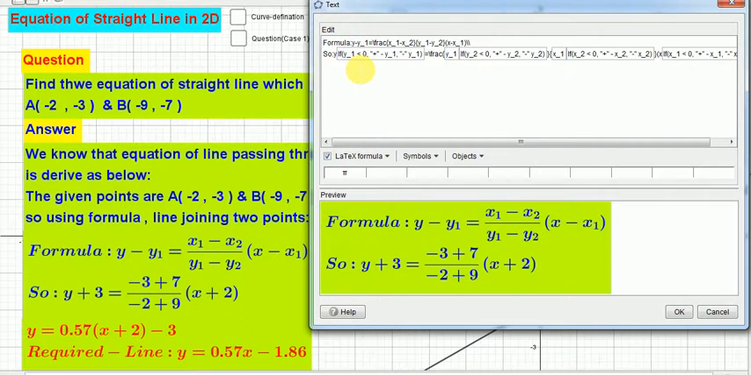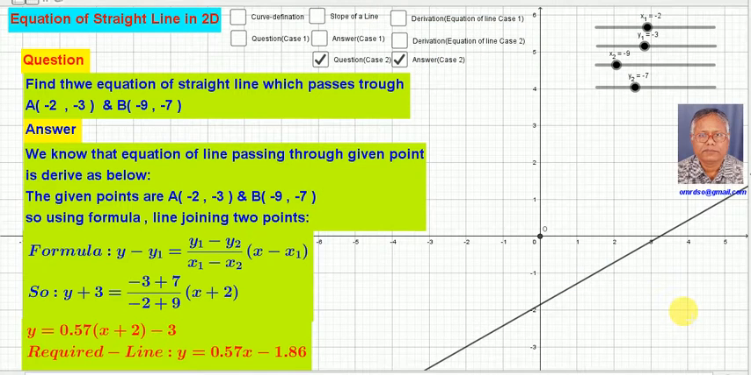So in the formula, y minus y1 must in fact be y1 minus y2 upon x1 minus x2. Alright, it is x1 minus x2. Okay, alright. So the equation is correct here. Y minus y1 is equal to y1 minus y2 upon x1 minus x2 into x minus x1. Put the values of x1, y1, x2, y2 and we will get it here.